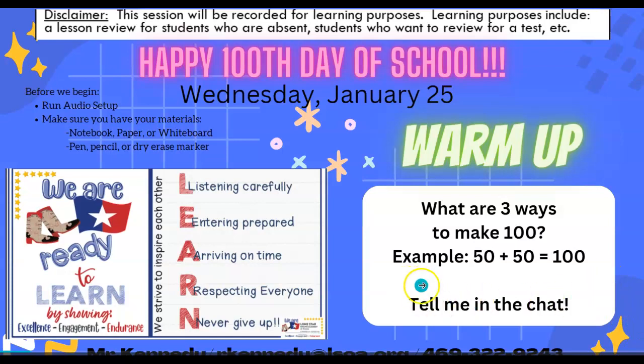Here's something for you guys to think about to start us off. What are three ways to make 100? So they gave us one example here, 50 plus 50 is 100. Can you think of any other ways? I know one way that helps me is to think of $1, and so I could count by nickels, by fives, I could count by dimes, by tens, by quarters, 25s, lots of different ways to do that.